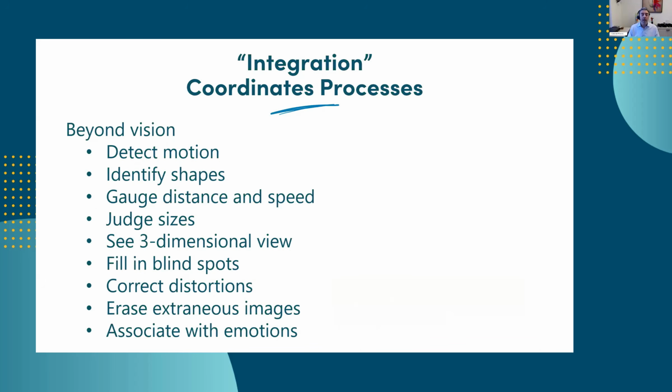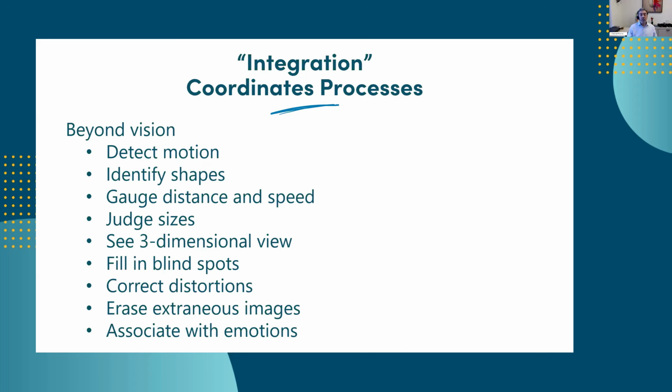And the last component is the process of integration. It's the fact that not only do we have to have good quality of vision and the capacity of seeing, but that we need to integrate all this information so that we can understand what's going on. That is what allows us to detect motion, to identify shapes, to gauge the distance and speed of an object, judge sizes, and be able to see in three-dimensional view.